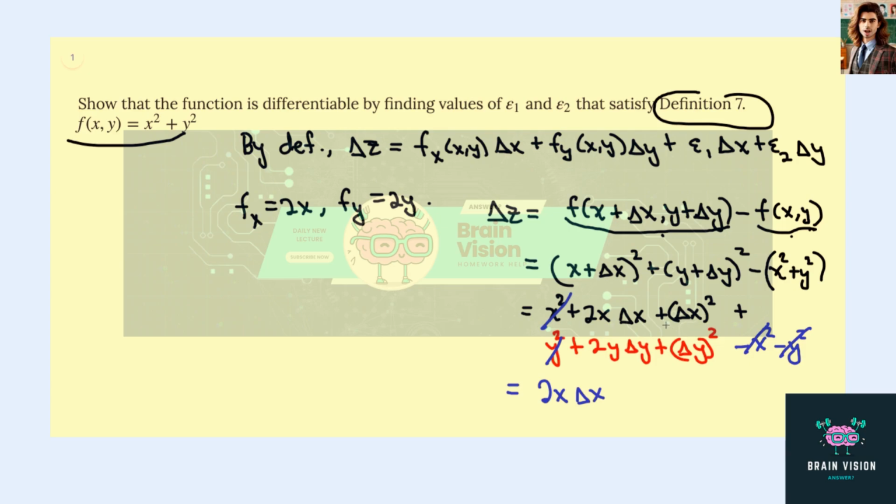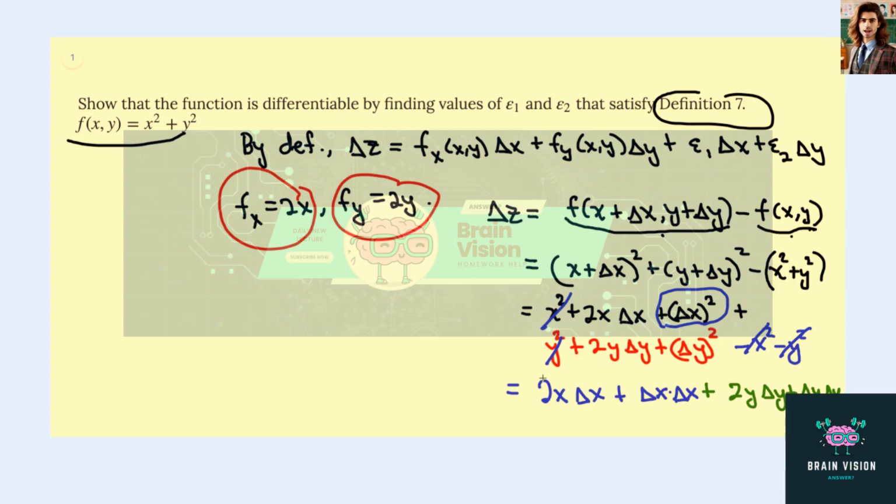And then here, let me rewrite this term as delta x times delta x. And then we have 2y delta y plus delta y delta y. Now, we know the fact that we could replace 2x with fx, and we could replace 2y with fy. So let's take this term over here, underlined, start writing over here since I'm running out of room.